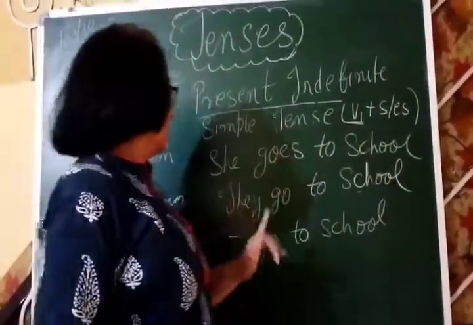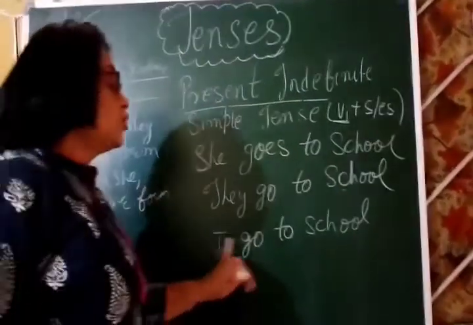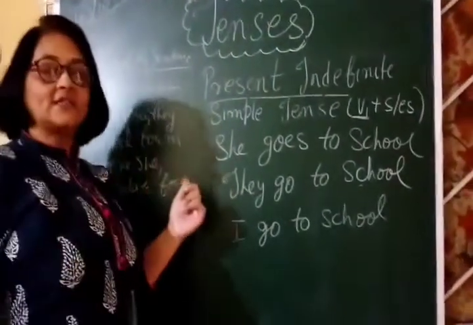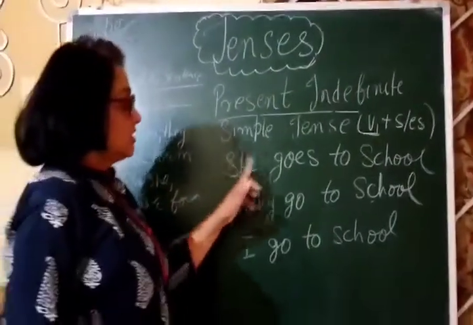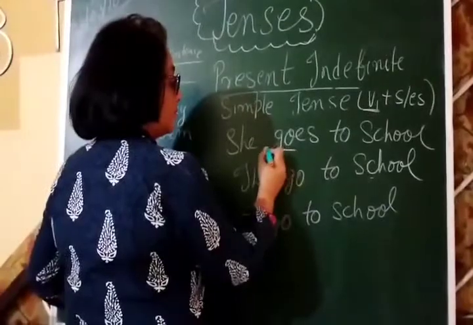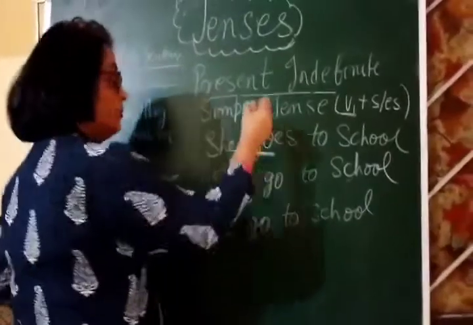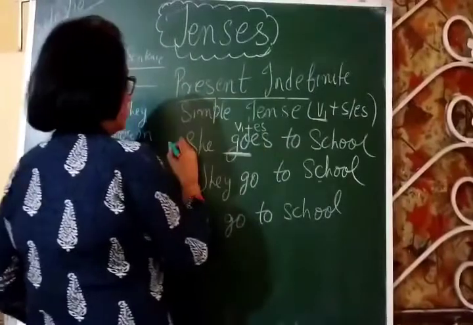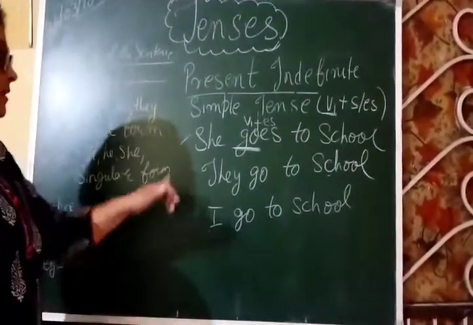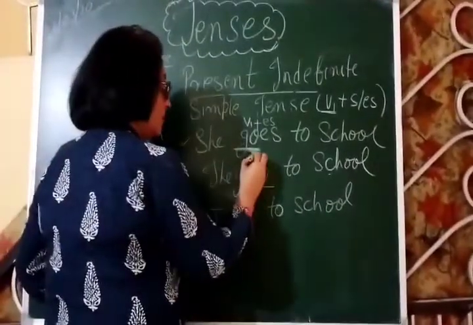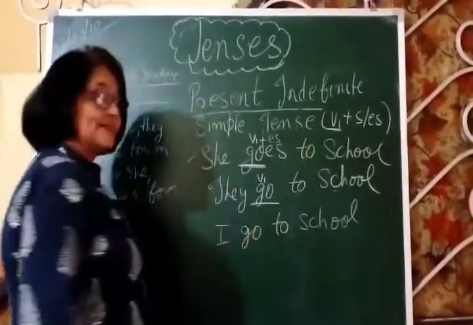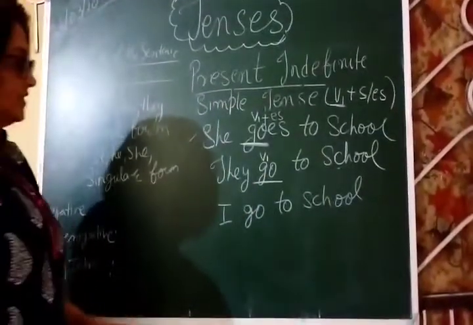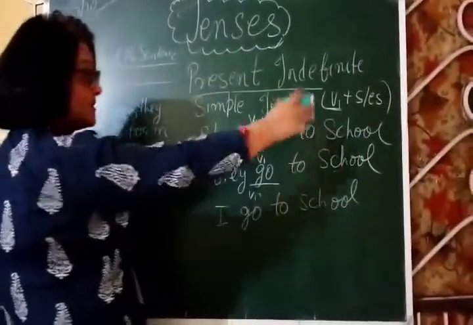She goes to school, they go to school, and I go to school. These are the examples of present indefinite tense. Now let's see, have we followed those rules? She goes to school: first form of the verb plus es. Right, we have followed the rule. Now see the next sentence. They go to school. First form of the verb, but where is the s or es? Even in the third one, I go to school, first form of the verb, but no s or es.